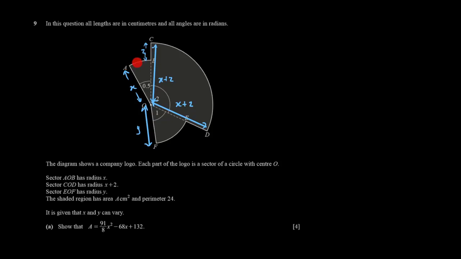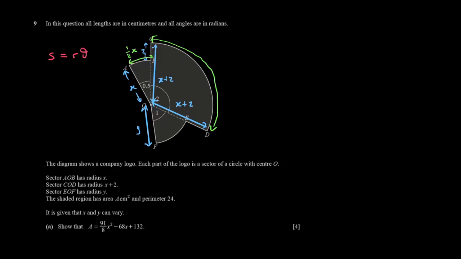First thing we want to do is calculate that arc length, right? Now, what's the formula for the arc length of a sector? Well, S is equal to r theta, right? Where r is the radius and theta is the angle in radians. So what's this arc length here going to be? Well, it's going to be the radius, which is x, times the angle, which is 0.5. So we're going to get here a half x. Okay, so 0.5x.